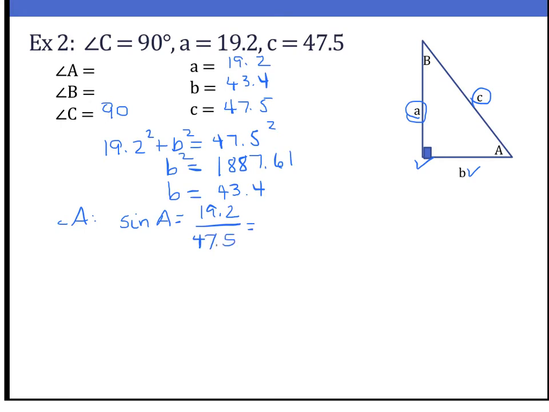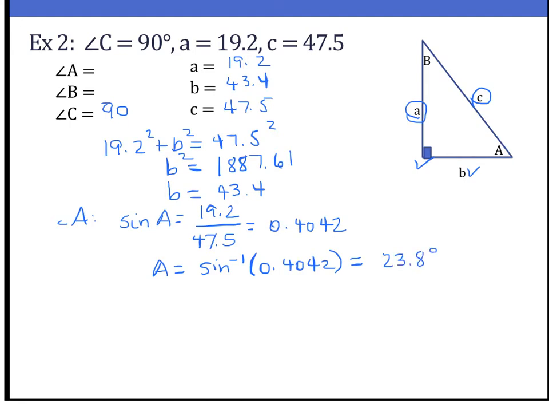And I'm just going to substitute that into my calculator, and what I get, and I'm going to round this to 4 decimal places, is 0.4042. Now my A is inside the sine, so I'm going to have to inverse both sides. So I'll do sine inverse, which is second sine on your calculator. And this gives me an angle of 23.8.